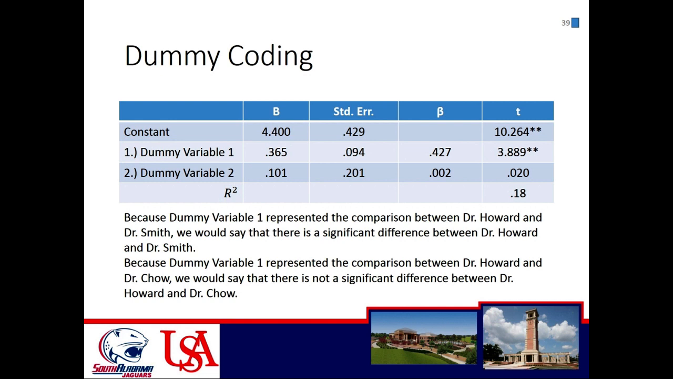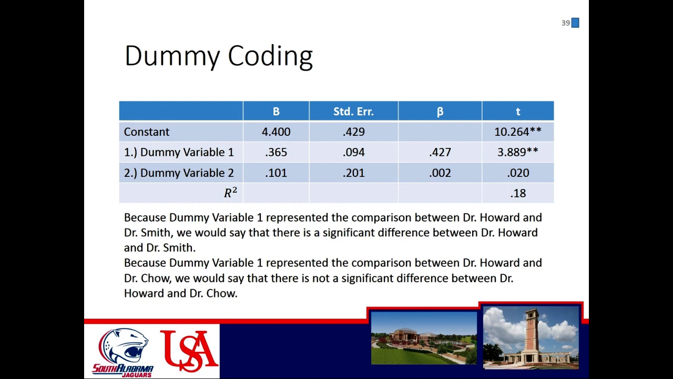Okay, so in this one, first off, as you can tell right off the bat, dummy variable 1 is significant, whereas dummy variable 2 is not significant. Dummy variable 1 had the asterisk next to the t-statistic, so therefore it's significant, whereas dummy variable 2 did not have any asterisks, so therefore it is not significant.